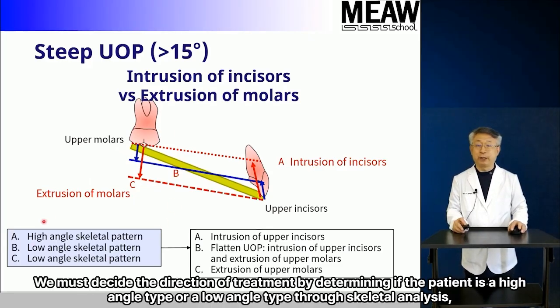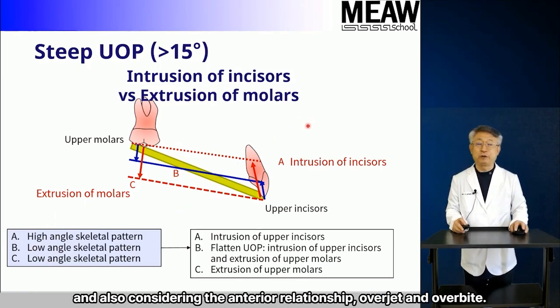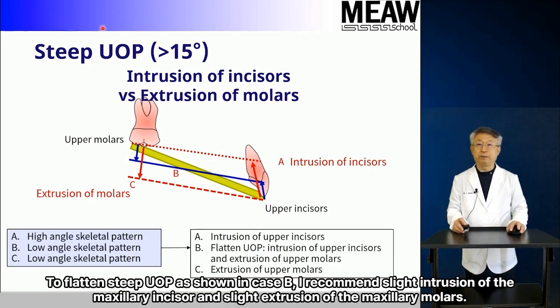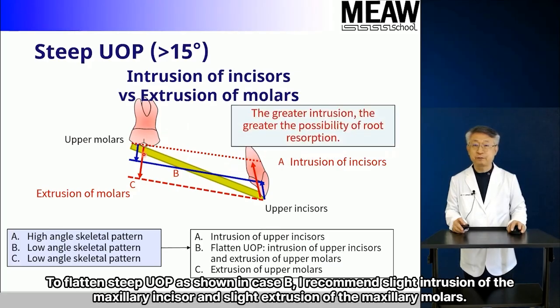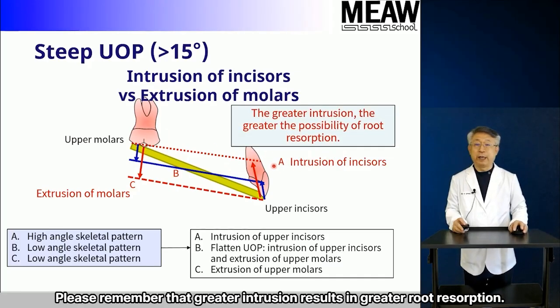We must decide the direction of treatment by determining if the patient is a high-angle type or a low-angle type through skeletal analysis, and also considering the anterior relationship, overjet and overbite. To flatten steep UOP, as shown in case B, I recommend slight intrusion of the maxillary incisor and slight extrusion of the maxillary molars. Please remember that greater intrusion results in greater root resorption.